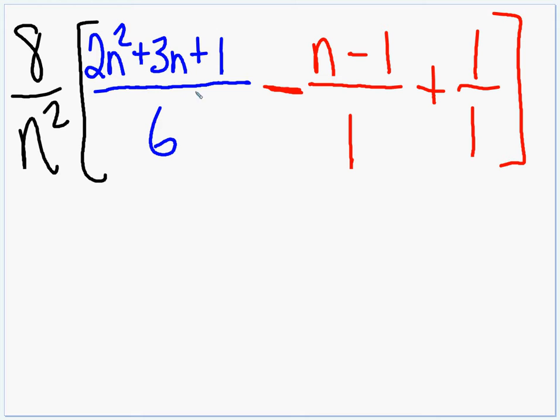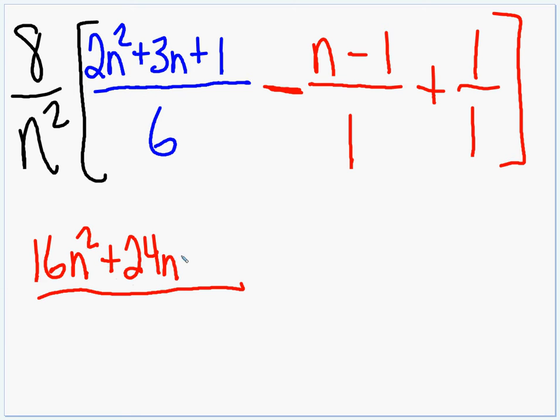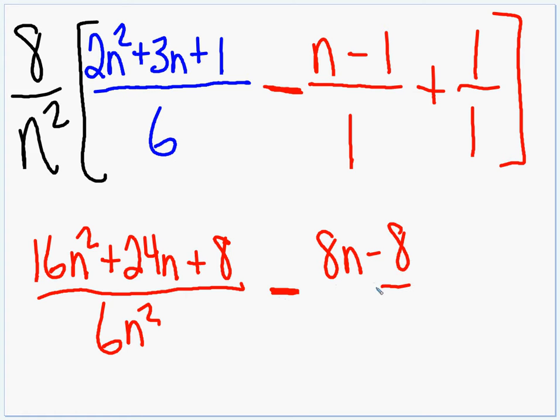Okay, I guess we can just distribute the 8 across the entire numerator and the n squared across the entire denominator. So if we distribute the 8, we're going to get 16n squared plus 24n plus 8 all over 6n squared minus 8n minus 8 over n squared plus 8 over n squared.